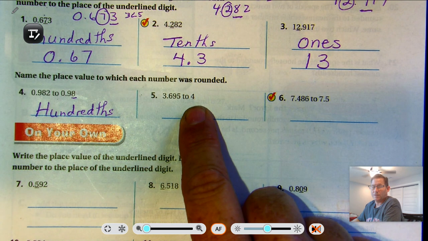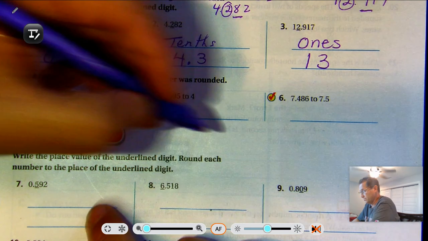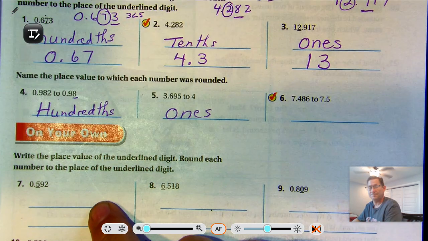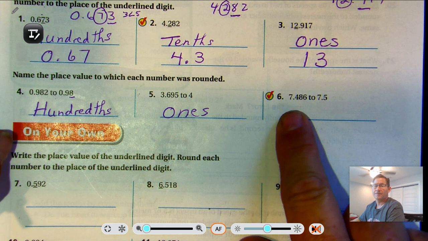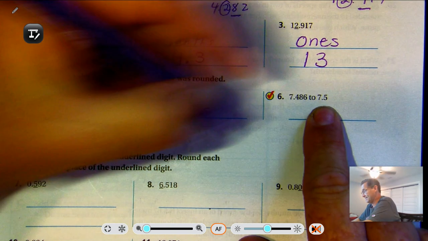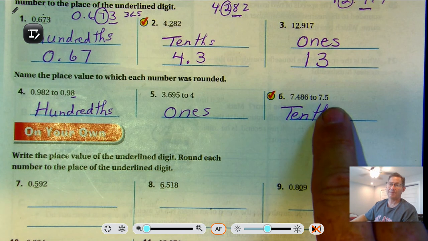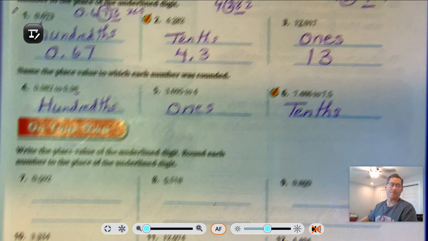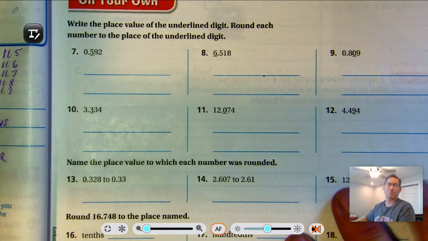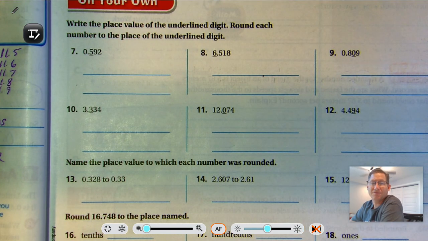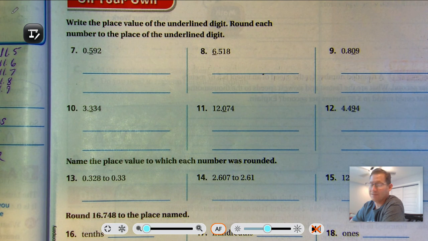This is the nearest whole number. So the ones. This is rounded to the tenths. Okay, because it stops in the tenths place. Write the place value of the underlined digit and round each number to the place of the underlined digit. So just more of what we've been doing.